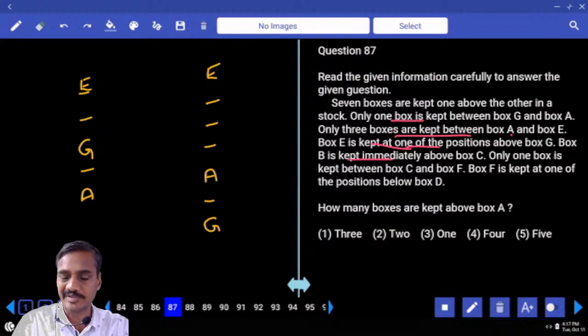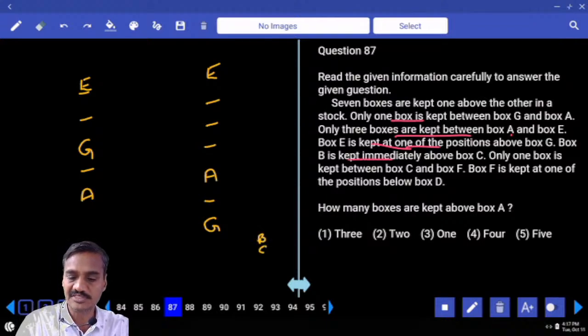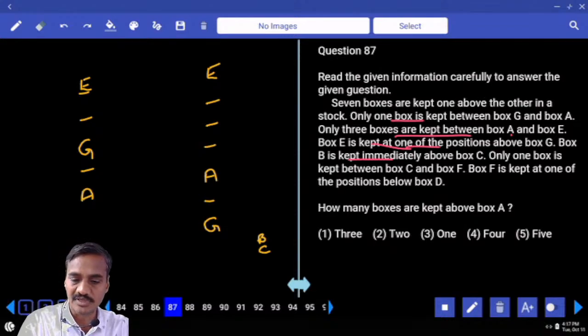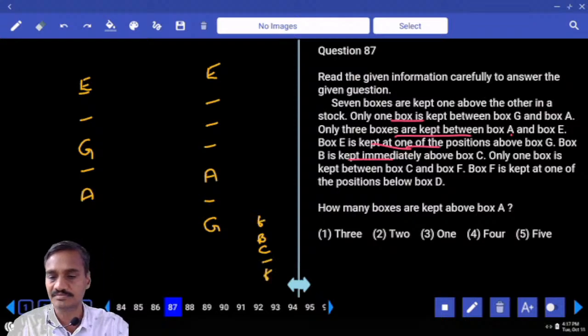And B is kept immediately above C. B is immediately above C. Only one box between C and F. Hence, one box between C and F can be here or F can be after this C.